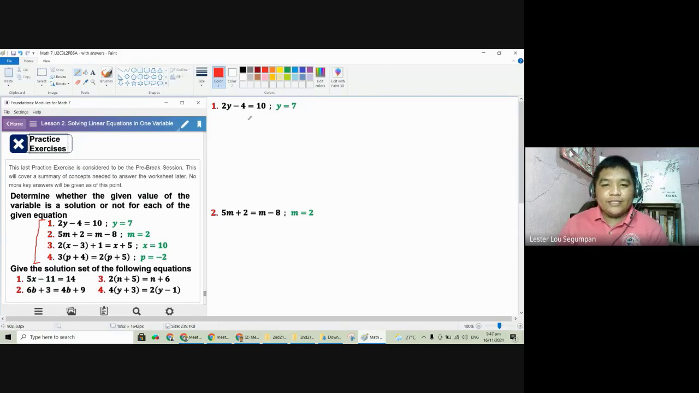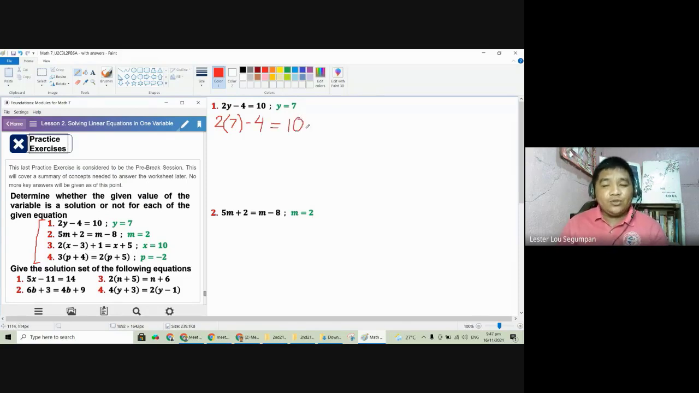In 2y minus 4 is equal to 10, we are to show if y equal to 7 makes the equation true. To do that, we apply one of the things we learned in the first chapter of this grading: evaluating algebraic expressions. We simply substitute the value of the variable in the given equation. We have 2, and instead of y, we will have 7. But do not forget that 2 and y are separated by multiplication. Hence, the operation here must still be multiplication, and with that, we will use parentheses. And minus 4 is equal to 10.